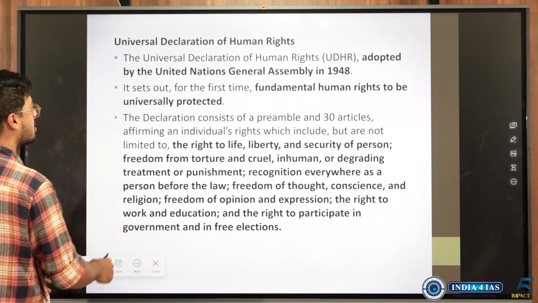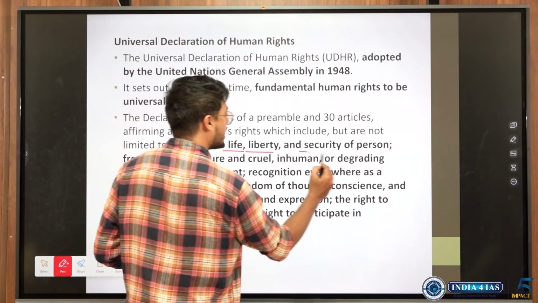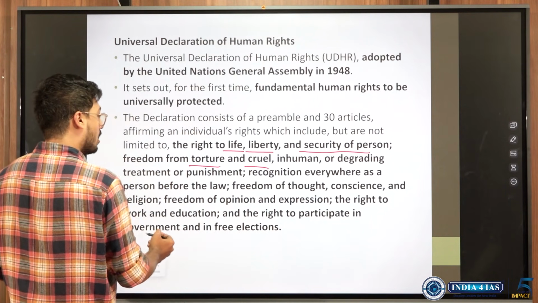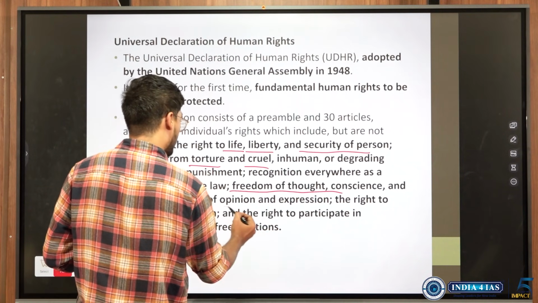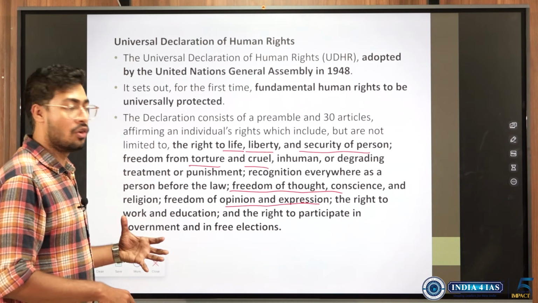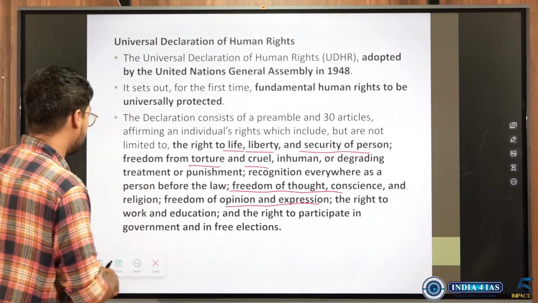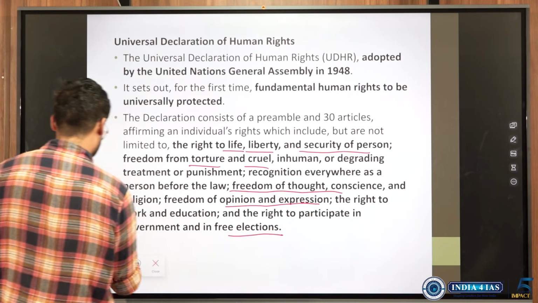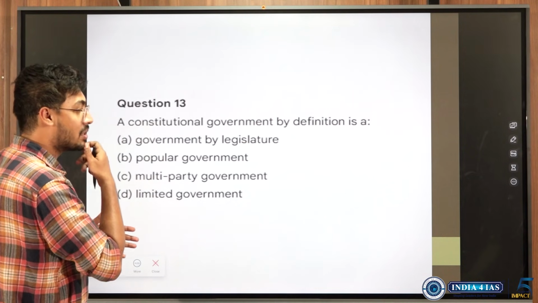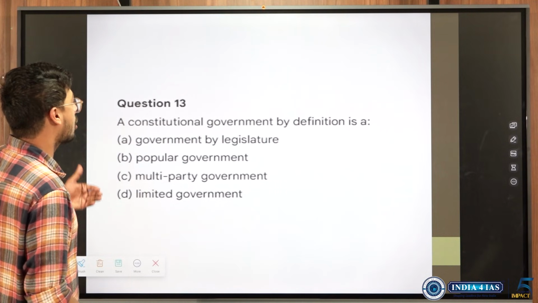We'll move ahead. See, Universal Declaration of Human Rights, like I said: right to life, right to liberty, right to security of persons, right from torture and cruel treatment, freedom of thought, conscience, freedom of opinion, expression. So broadly, most of the rights which are needed for a person, for a healthy lifestyle, for personal development, are included in this. Right to free elections and all sorts of things. In such questions, even if we do not know the exact thing, we could have answered by taking the broader meaning. Likewise, question number 13, a constitutional government by definition.